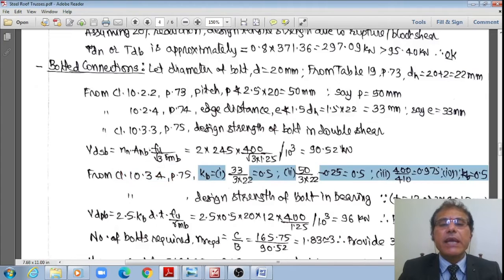Therefore, kb from the first criterion is equal to e divided by 3 d naught, 33 divided by 3 multiplied by 22, say 0.5. The second one is p divided by 3 d naught minus 0.25, that is 50 divided by 3 times 22 minus 0.25. This is also 0.5. The third one is FUB divided by FU, right? 400 divided by 410, which is 0.975. The fourth criterion is 1. Therefore, out of all these, 0.5 is the minimum. Therefore, kb is equal to 0.5.